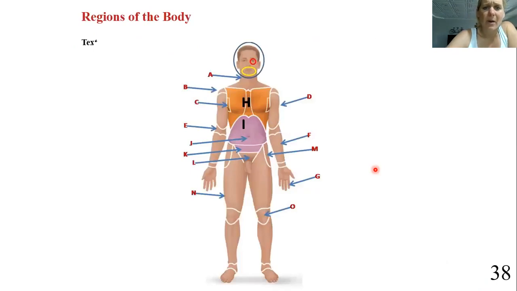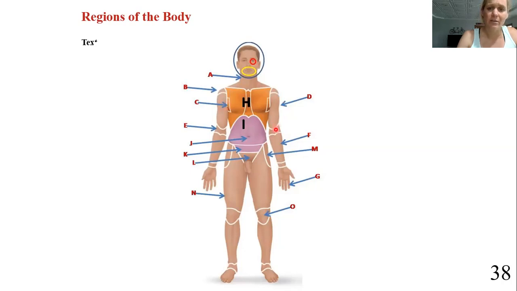Okay, so regions of the body. Starting with this blue oval at the top, this is the cephalic region, sometimes called the cranial region. The red circle surrounding the eye is known as the orbital region. The yellow circle surrounding the mouth is known as the oral region. A is pointing at the neck, and that's going to be the cervical region. B is pointing at the top of your shoulder, and we'll talk about this when we get to our shoulder unit. That would be the acromial region. C is your armpits, and that's going to be axillary.